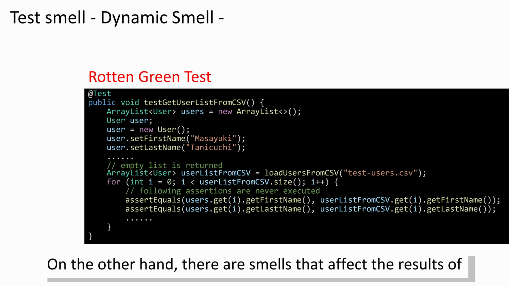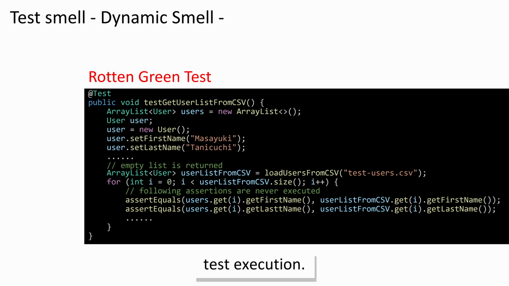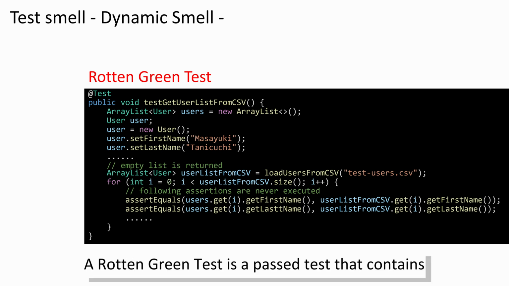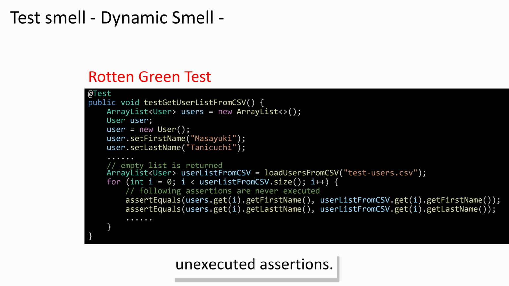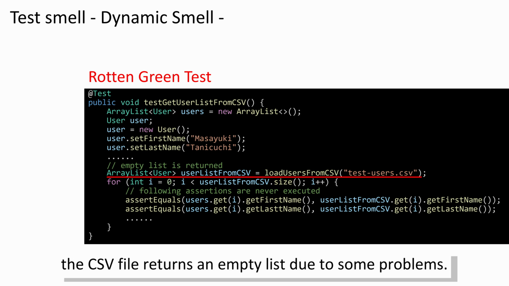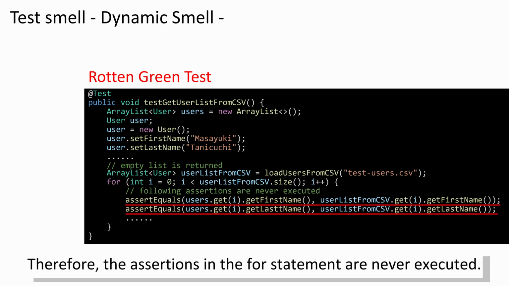On the other hand, there are smells that affect the results of test execution. We call these smells dynamic smells. Here is an example of dynamic smells. A rotten green test is a passed test that contains unexecuted assertions. In this example, the method that reads the data from the CSV file returns an empty list due to some problems. Therefore, the assertions in the for statement are never executed.